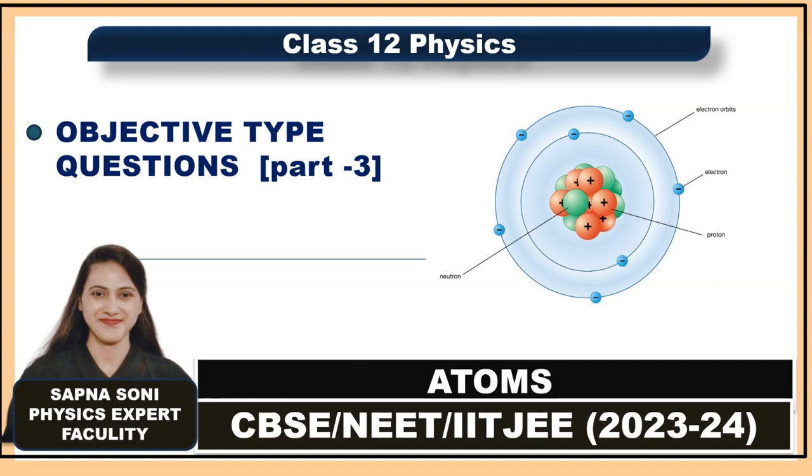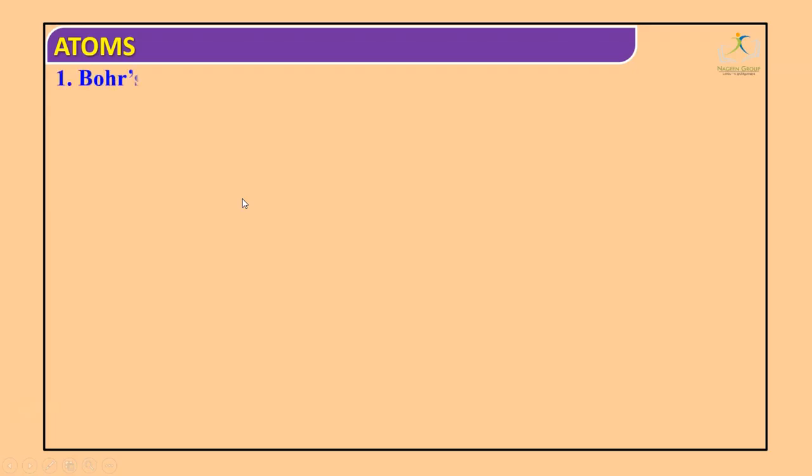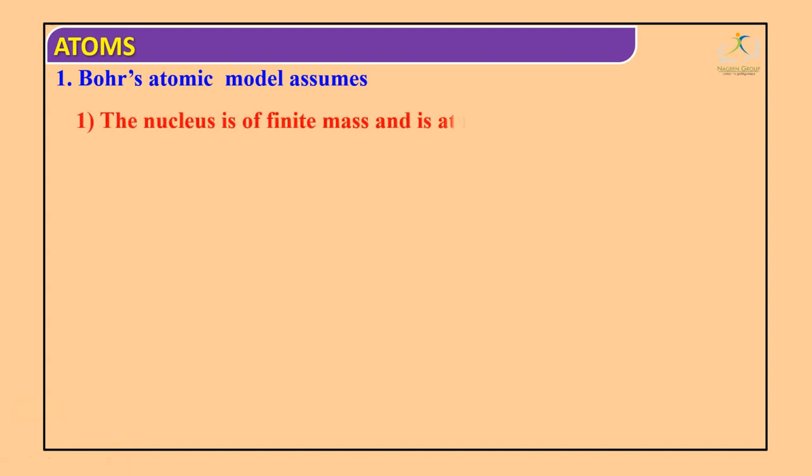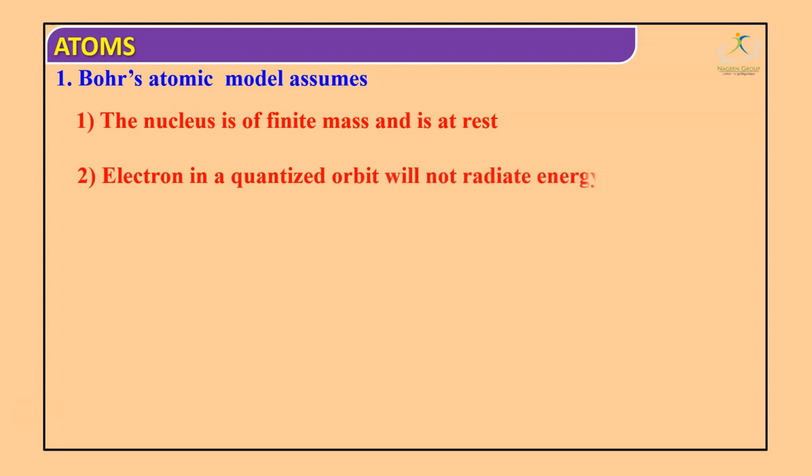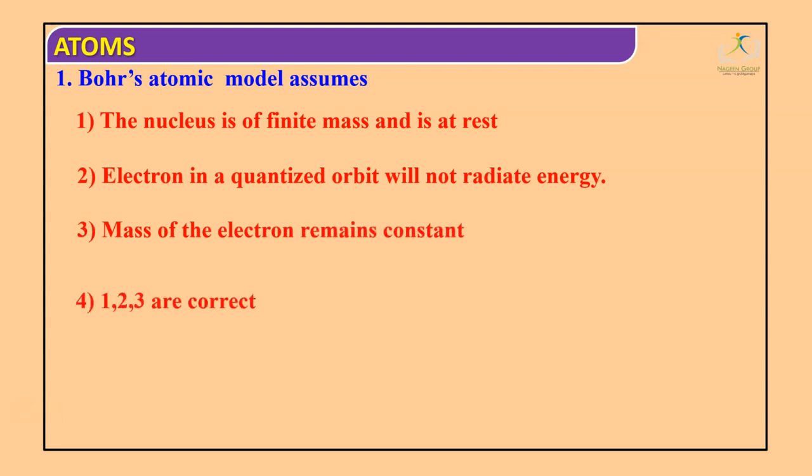The first question which we are taking is: Bohr's atomic model assumes: 1, the nucleus is of finite mass and is at rest; 2, an electron in a quantized orbit will not radiate energy; 3, mass of electron remains constant. Options: 1, 2 and 3 are correct. So this is the right option for that.